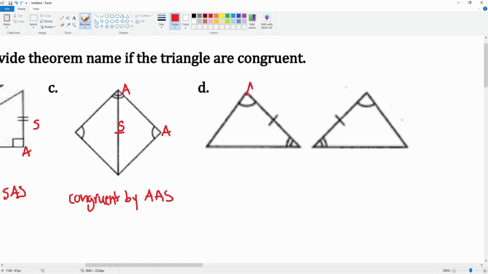And the last one looks like an angle, side, angle. So we can say this is going to be congruent by angle, side, angle.